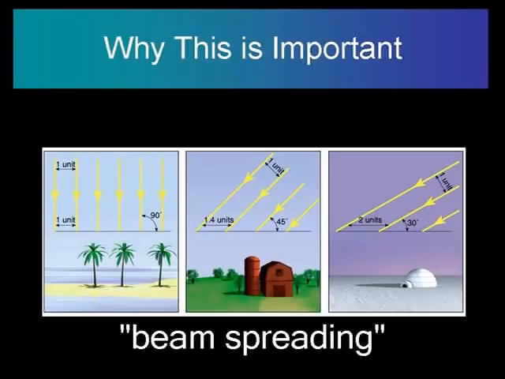On the other hand, if you go with the picture all the way to the right with the igloo, you can see that a beam of sunlight of the same width as was in the first picture, because it's now coming in at a very low sun angle, spreads out over a large region, 2 units wide. The same amount of heat from the sun has to heat up a larger area, and so the amount of heating is less.